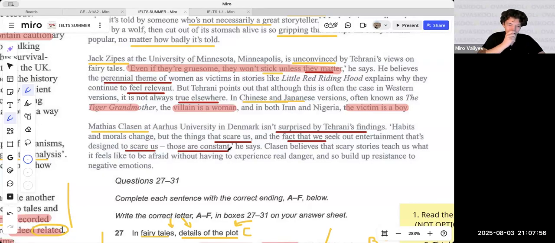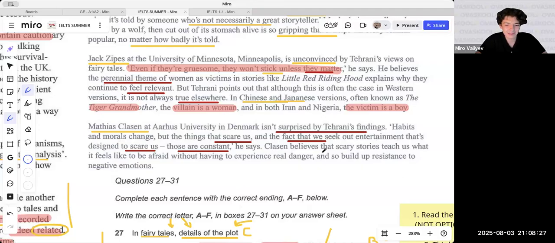Yeah, he says, it's not about habits, because habits and morals change over time. The morals change. But the things that scare us, something scary, something related to horror, to fear, to gruesome, right? This is a part of our entertainment, and we seek it. Yeah, we want something that scares us, and those are constant.